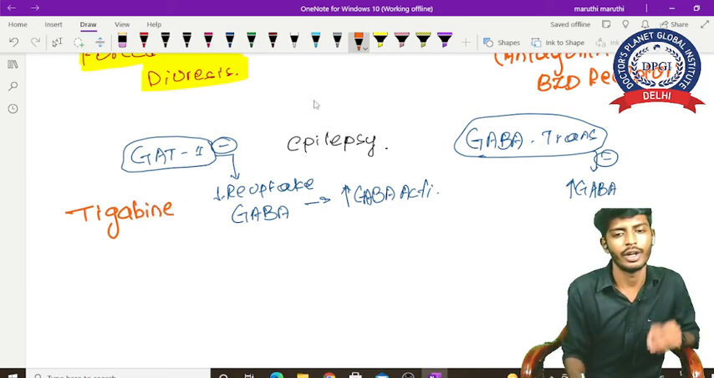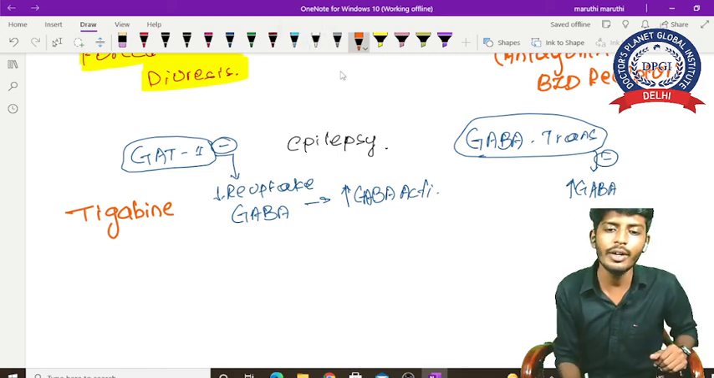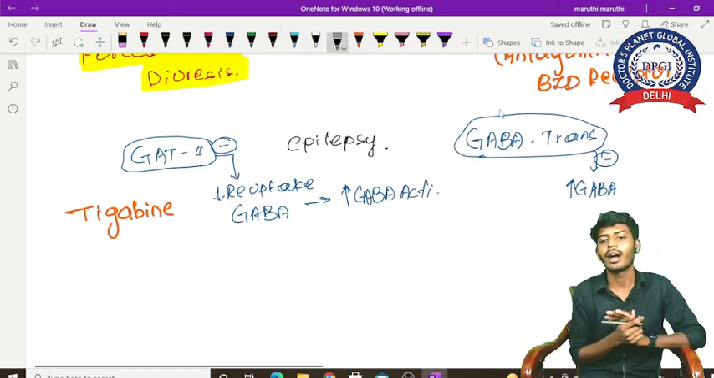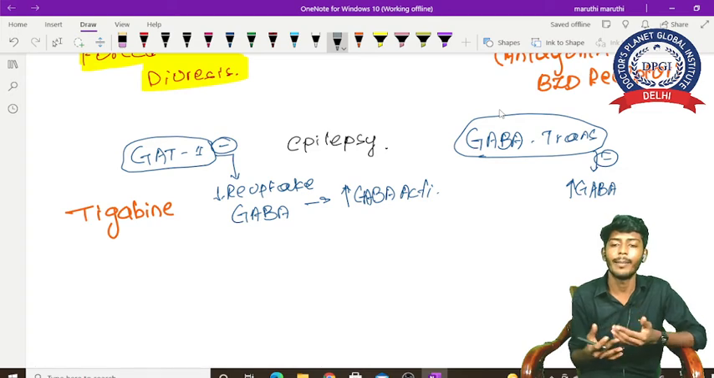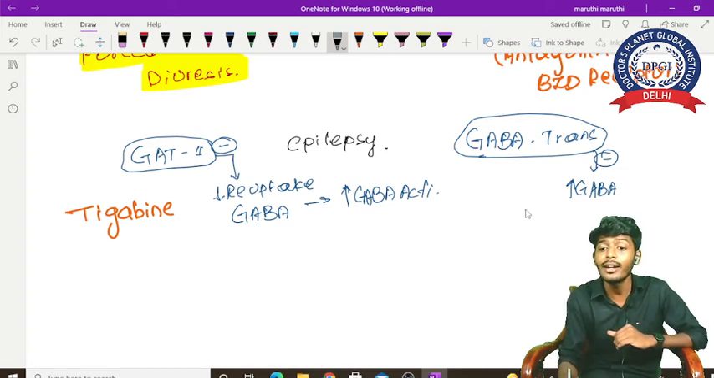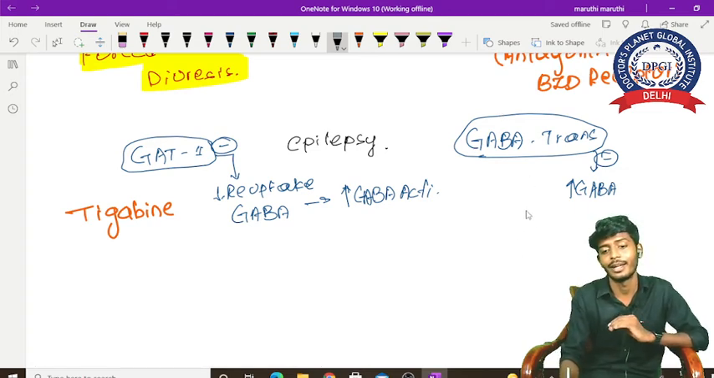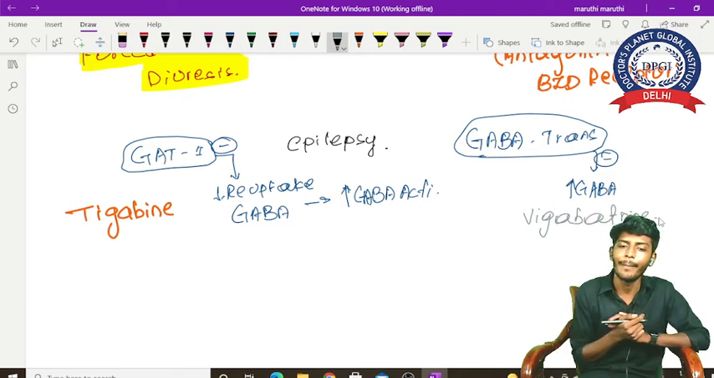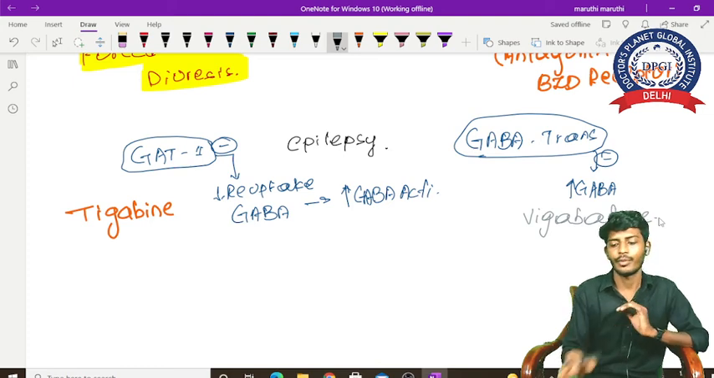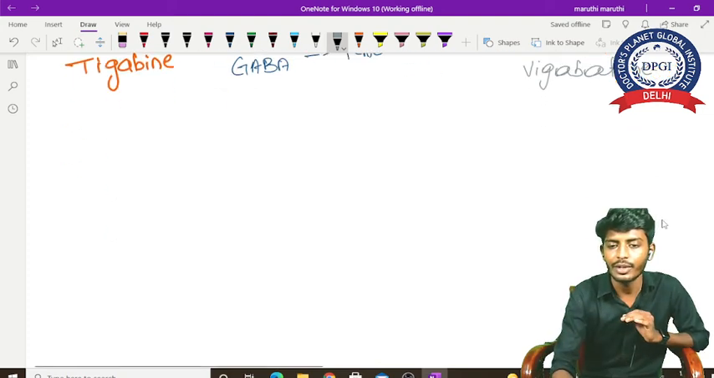There is one more drug here, a GABA transaminase inhibitor. What is that drug? The name of the drug is very simple. Repeat it: Vigabatrin. Repeat again: Vigabatrin.